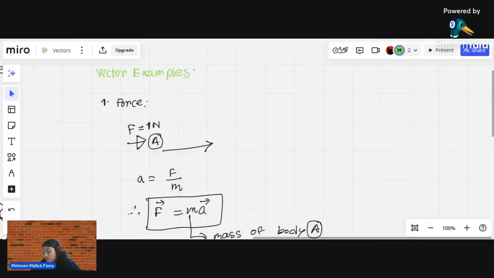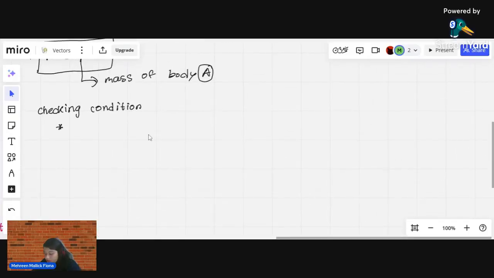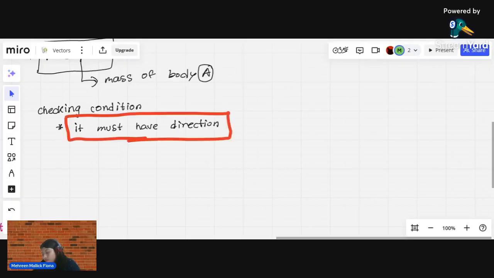So we can come to a conclusion whether a certain quantity is a vector or not by checking one condition: it must have direction, which is a very red alert type of indication whether a certain quantity is a vector or not.